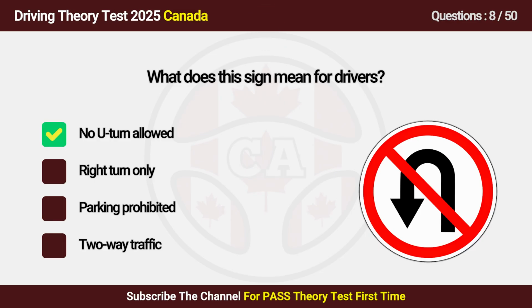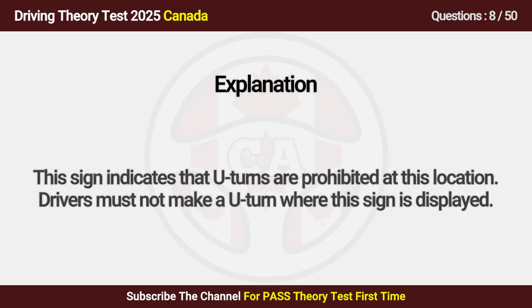Answer is A. No U-turn allowed. This sign indicates that U-turns are prohibited at this location. Drivers must not make a U-turn where this sign is displayed.